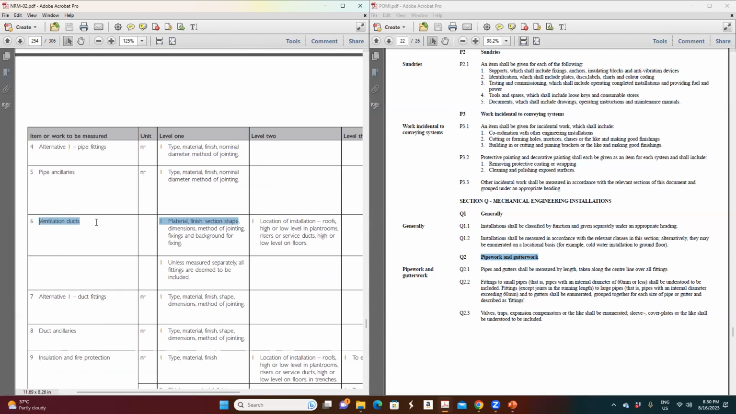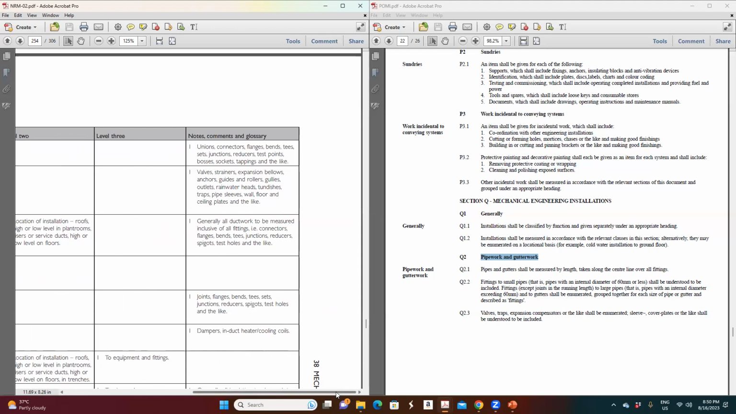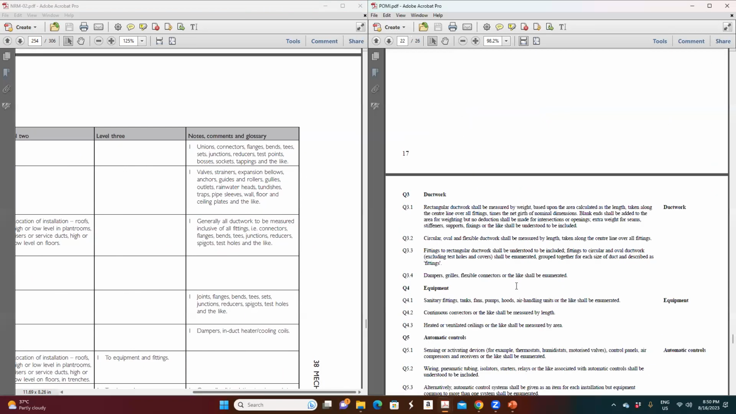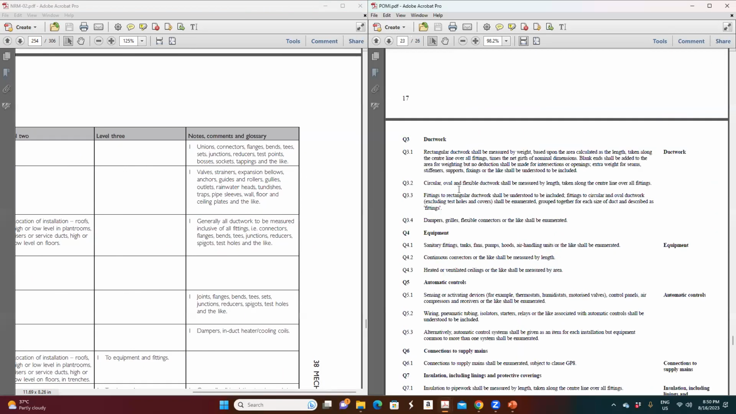This is the duct, ventilation duct. Interestingly, they did not mention what unit is to be used for the duct. Normally, if it is a GI duct, it is measured by weight. You can see here, ductwork. And for me, they said rectangular duct shall be measured by weight, because it is a GI duct.